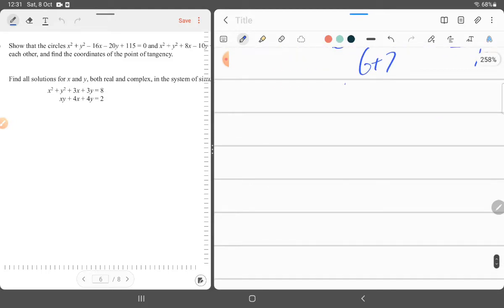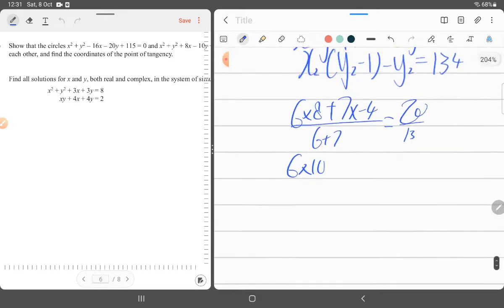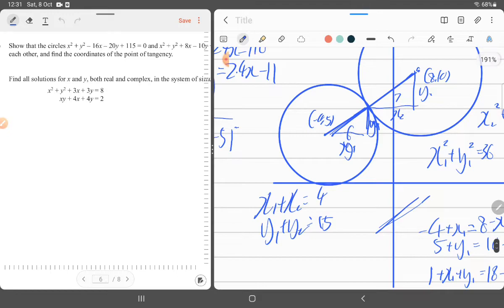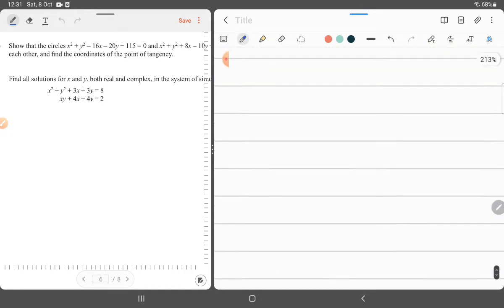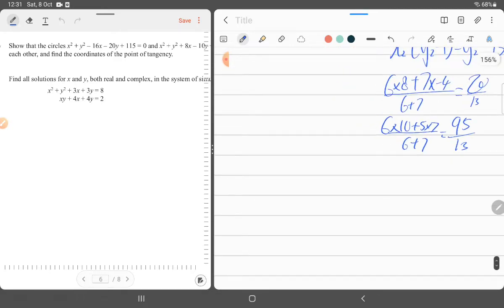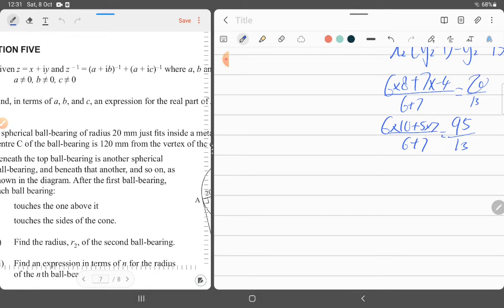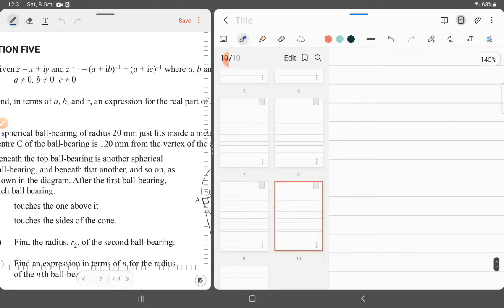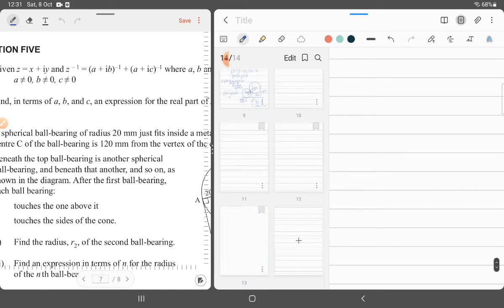And we can do vice versa. 6 times 10 plus 5 times 7 all over 6 plus 7, which is equal to 95 over 13. Okay, last question. Just spin a bit more.